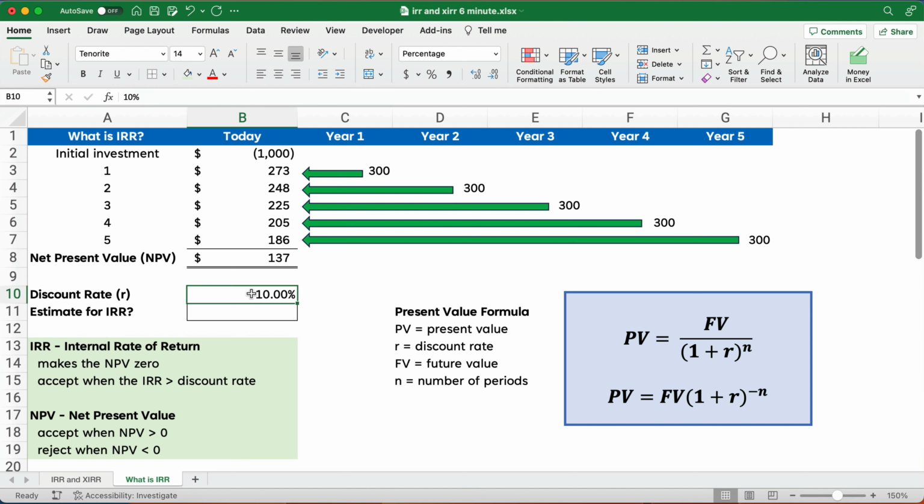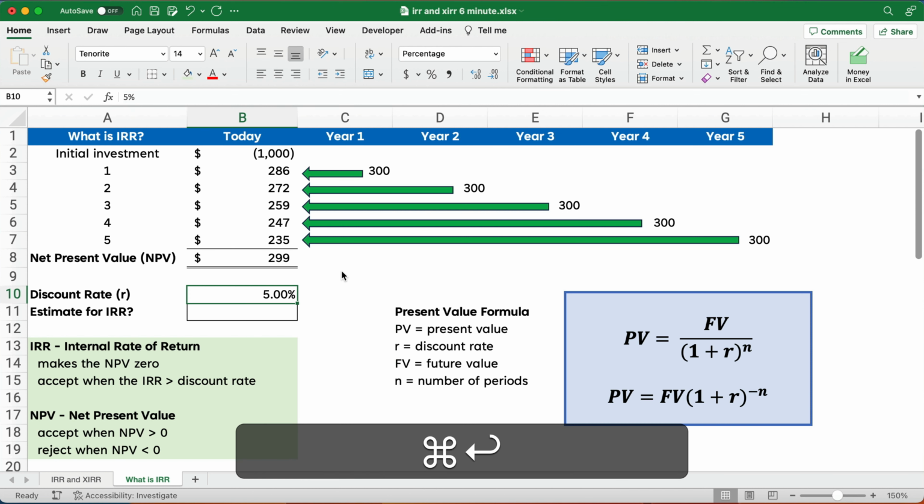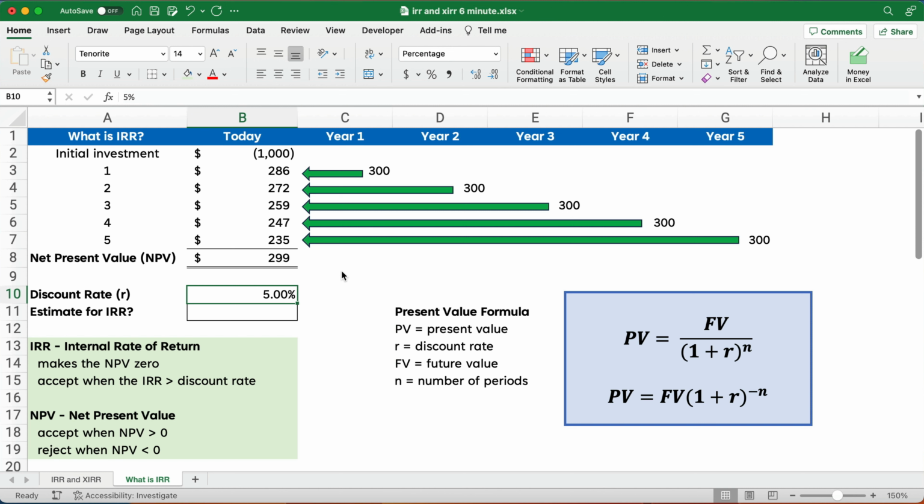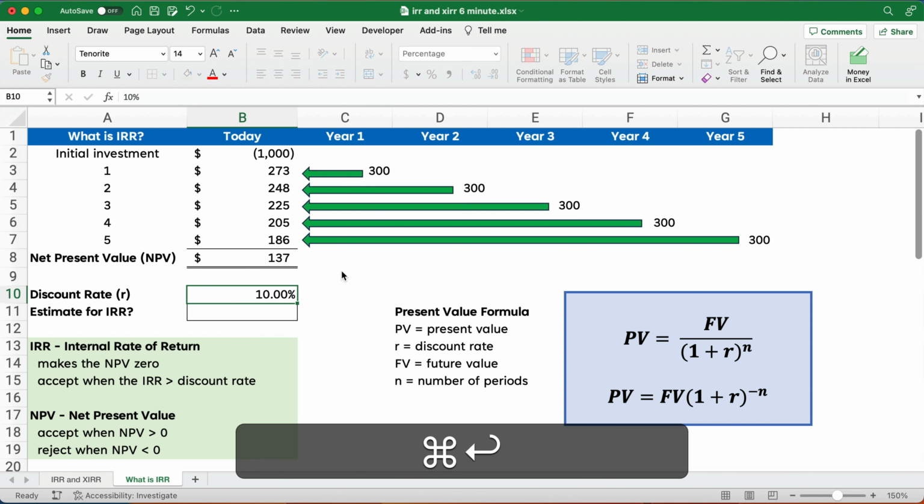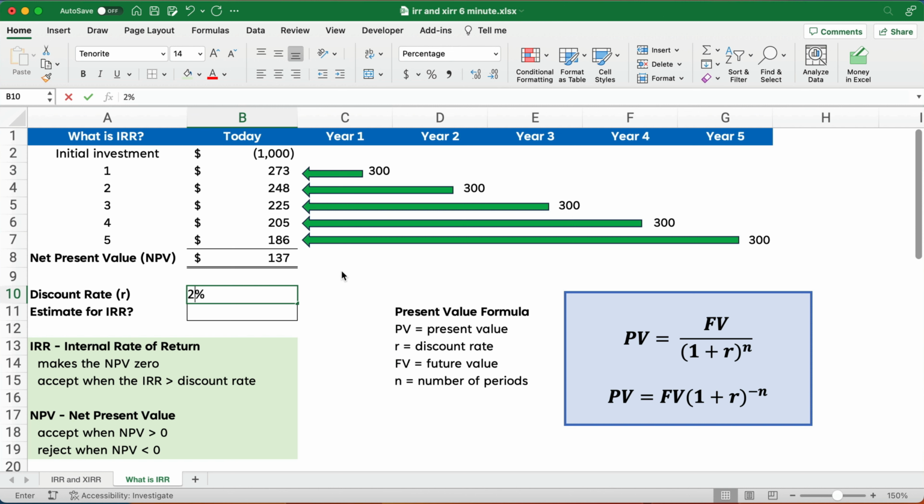Well, let's change. What if we had 0 discount rate? At 0 discount rate, everything is 300 and we have a positive net present value. So as interest rates go down, the present value goes up. As interest rates increase, so let's make it 5%, present value goes down. At 10%, present value goes down. Let's make it 20%, present value goes down, and net present value is negative. So we would reject it.